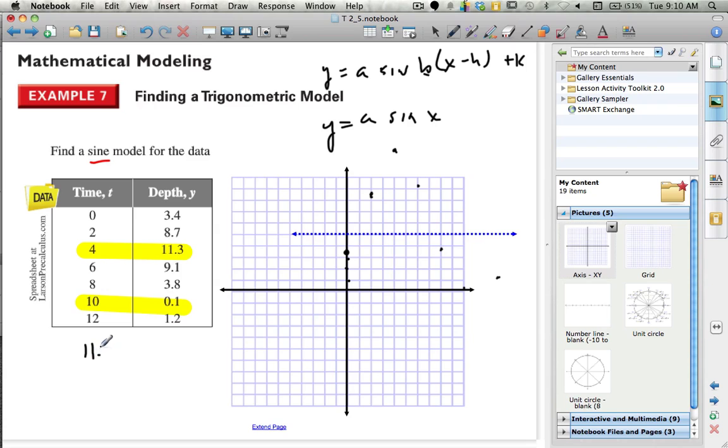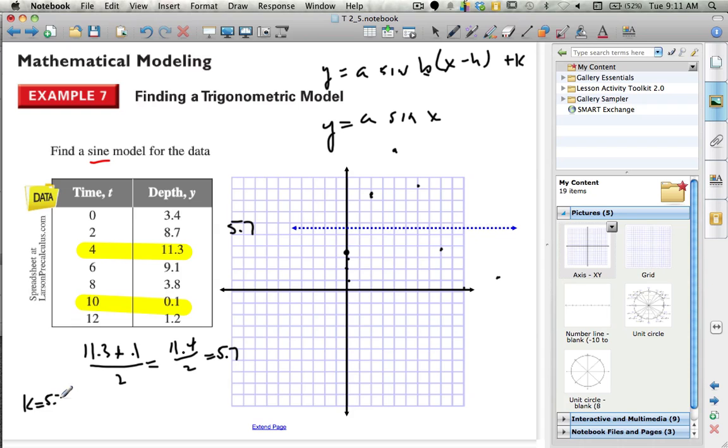So if I have 11.3 plus 0.1 divided by 2, that's going to be 11.4 divided by 2, which is 5.7. So my guesstimate wasn't so bad. 1, 2, 3, 4, 5. We're going to move this up a little bit. Let's say that's about 5.7. So the center of my graph is 5.7, and I'm just going to notate over here that k is equal to 5.7.